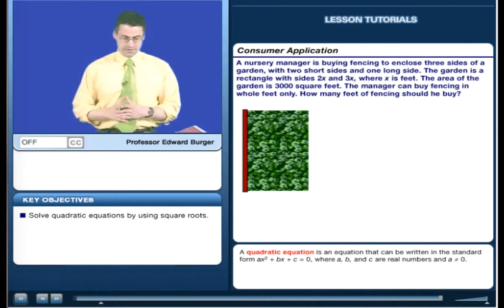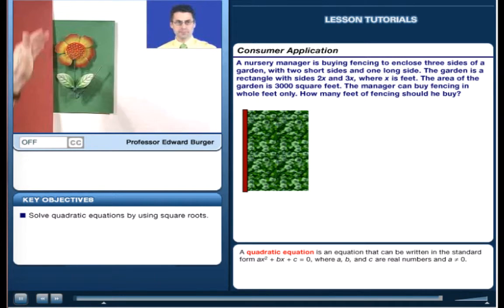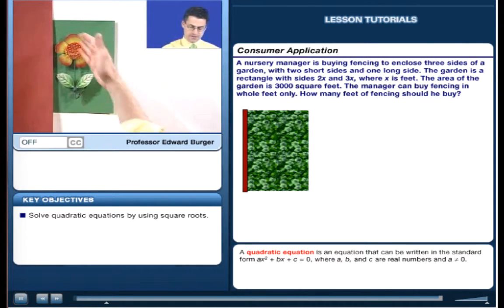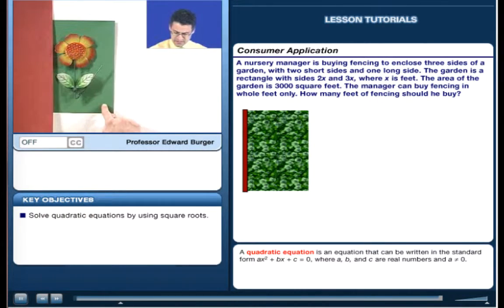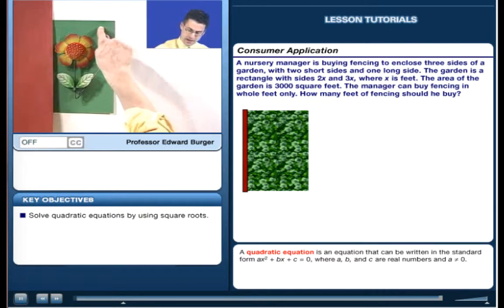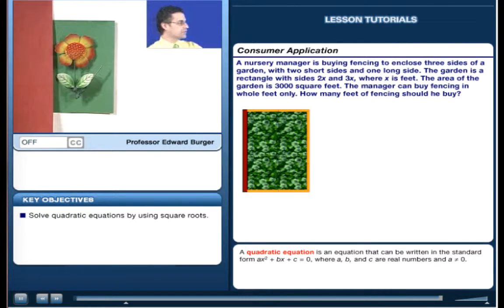So here's the situation. We've got sort of a brick wall here, and then we've got this garden set up, and you can see the really pretty huge flower. And we want to fence in. You can see we only actually need 3 sides of fencing because the brick wall counts as one of the sides. So I've got 1 side of fencing here, a long side here, and then another short side here. And we're told that the garden will be a rectangle with sides 2x and 3x.